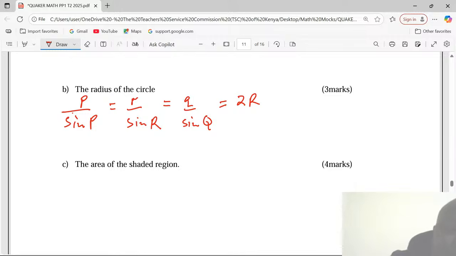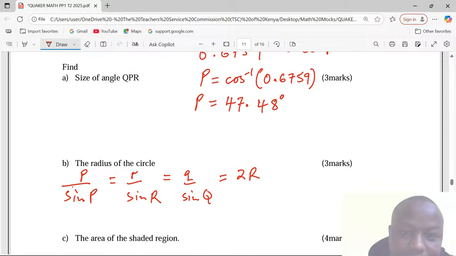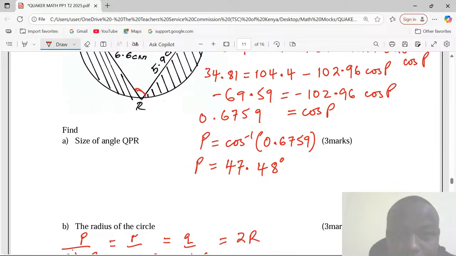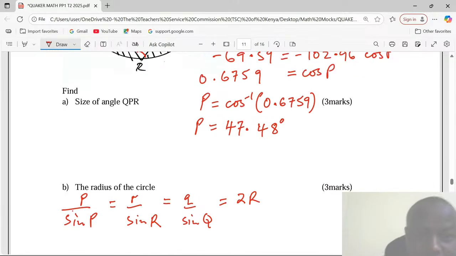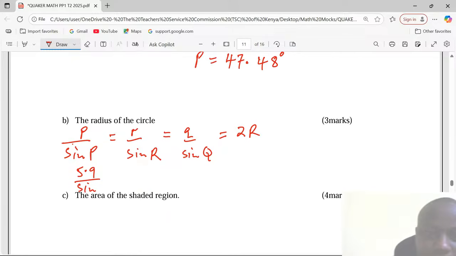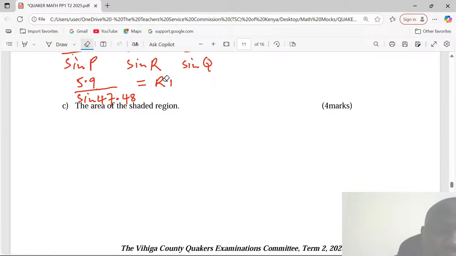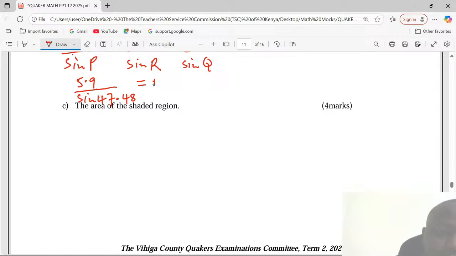So we can use p, whereby we know both the side and the angle. The side is 5.9 over the sine of 47.48. This is equal to 2 multiplied by the radius, 2r.